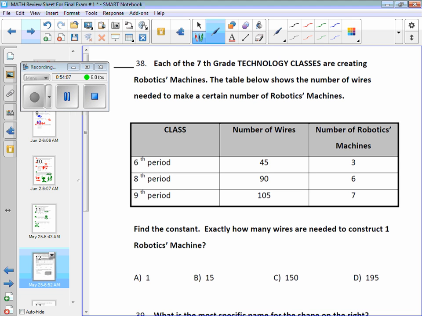I have to go to the next quick car. 38. Oh no. All right, let me finish this up quickly, guys. Guys, let me finish up.